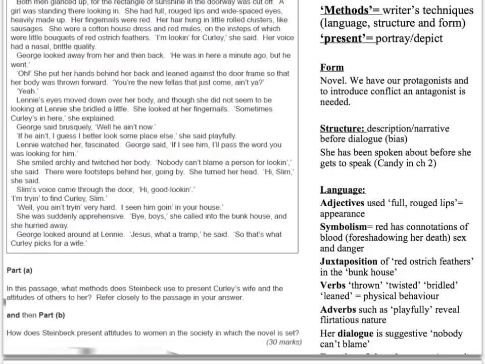Okay, so we've got here an extract from a past exam paper. I believe it's summer 2012, and it's the section in the novel where Curly's wife makes her first appearance. We've had Candy talk to George and Lenny about her, but this is the first time we actually see her, and it's an extract I'm sure you will have looked at in class in depth and be quite familiar with by this point.